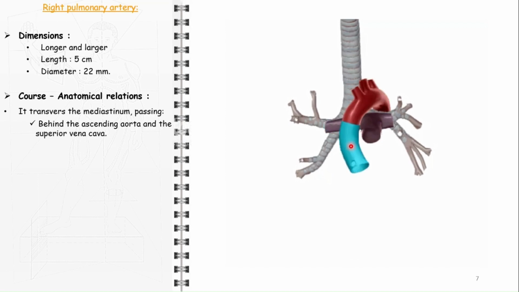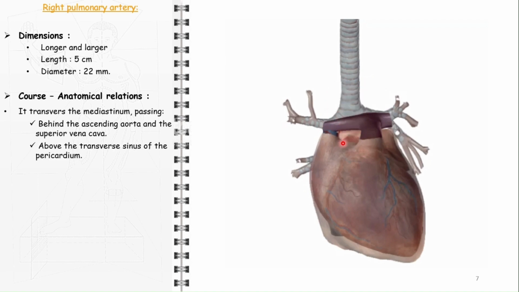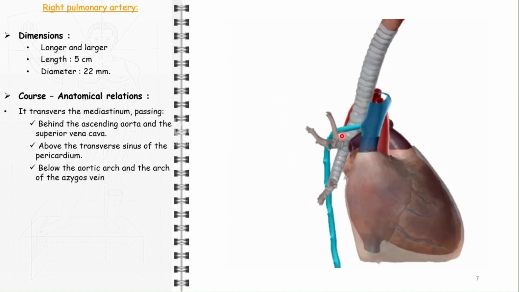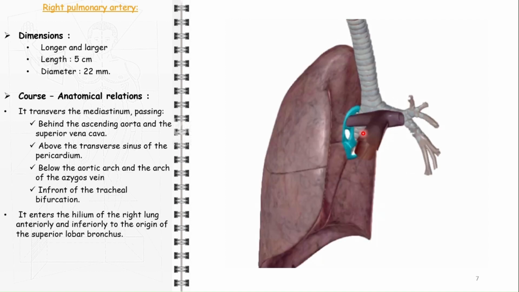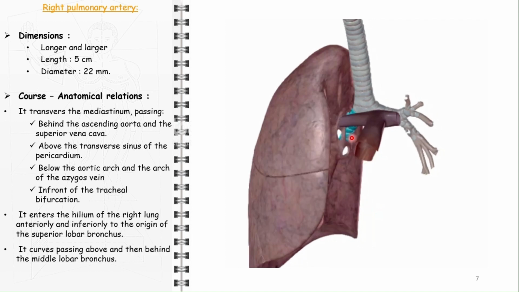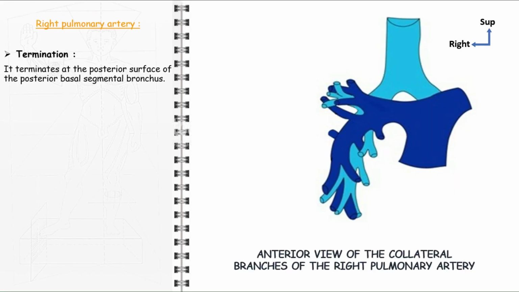It passes behind the ascending aorta and the superior vena cava, above the transverse pericardial sinus, below the aortic arch and the arch of the azygous vein, and in front of the tracheal bifurcation. It enters the right lung hilum, positioned anterior and inferior to the origin of the superior lobar bronchus. It curves, passing above and then behind the middle lobar bronchus. It descends along the posterolateral border of the inferior lobar bronchus. And finally, the right pulmonary artery terminates at the posterior surface of the posterior basal segmental bronchus.